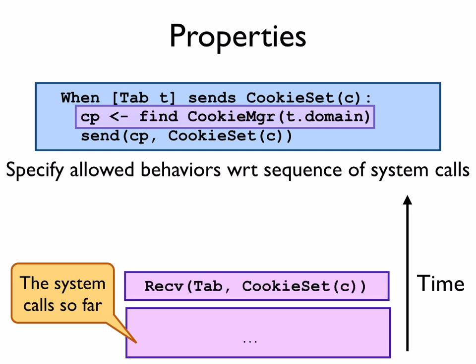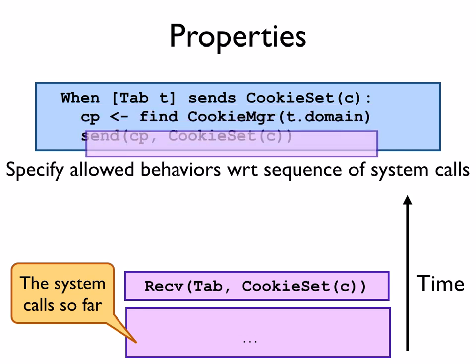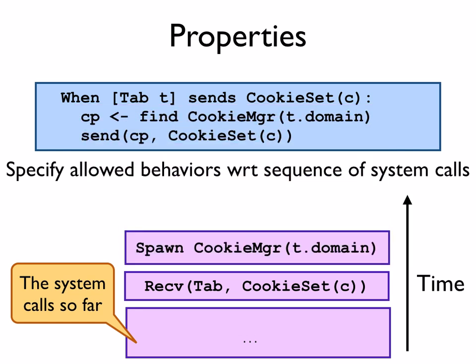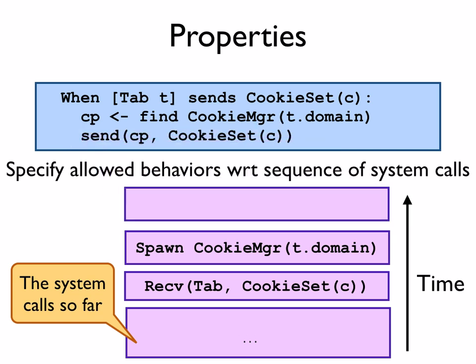Then the kernel retrieves a cookie manager for that tab's domain. Now let's suppose that one does not already exist, and so a new one must be spawned. Well, spawning a new component corresponds to another system call. And finally, the kernel sends a cookie set message to the cookie manager. Well, sending a message to a component corresponds to yet another system call. So these are the three system calls that are made when this handler is run.